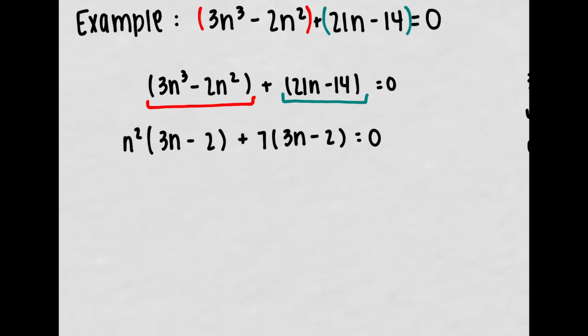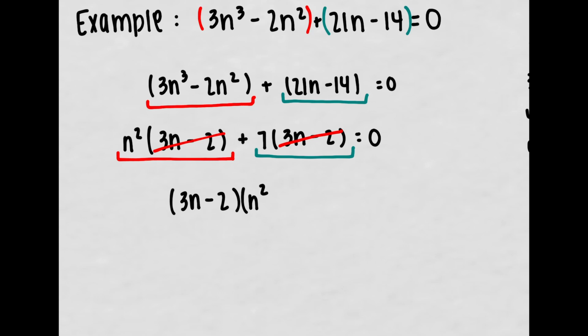So remember, at this point, you're going to look at them as 2 groups. We have the first one that I've underlined in red and the second one in that teal color. Now when I look at them, what do they have in common? If you notice, both of them have that 3n minus 2. So I'm going to pull that out into my first parentheses: 3n minus 2. Now I'm going to cross it out because I already used it. And in my second parentheses, I write whatever is left. From the first group, I still have n squared left, and from the second group, I still have that plus 7. So I've officially factored this as far as it will go.